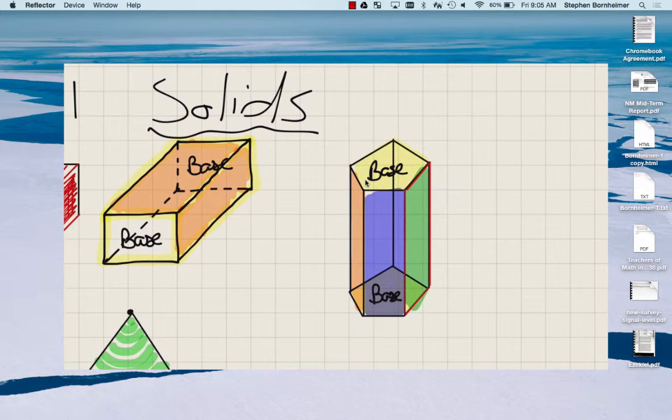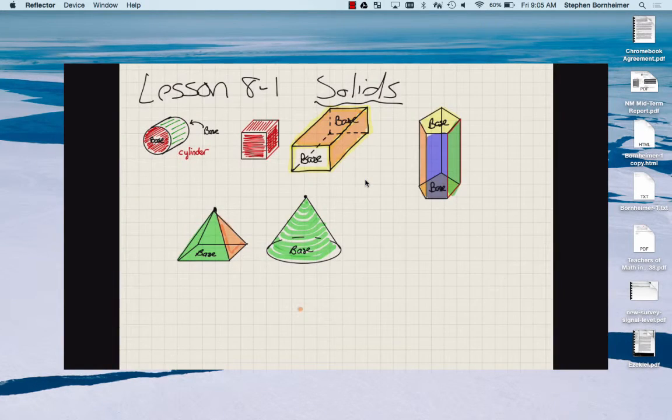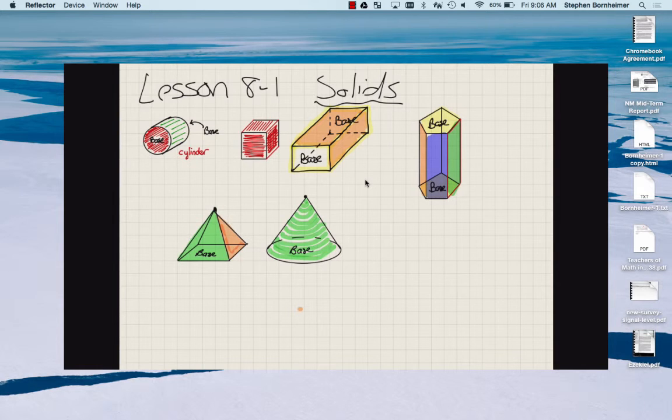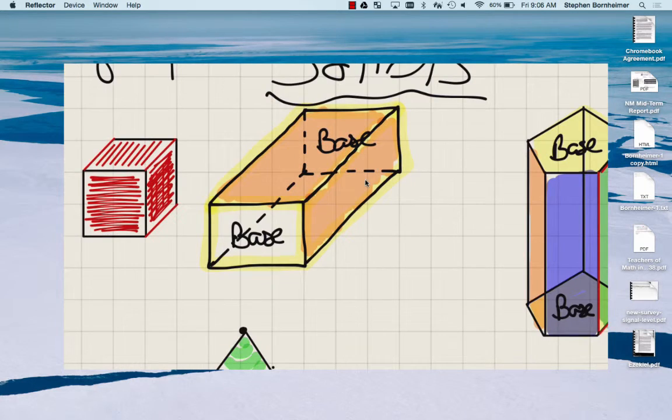What about the square? The square is interesting. Any two sides opposite each other would be bases. So it could be the left and right-hand side, the top and bottom, or the front and back. They have to be opposite. But you could say that about the rectangle. You're right. You could have this as a base, and that as a base, and yeah, you could do top and bottom. No, that's good.